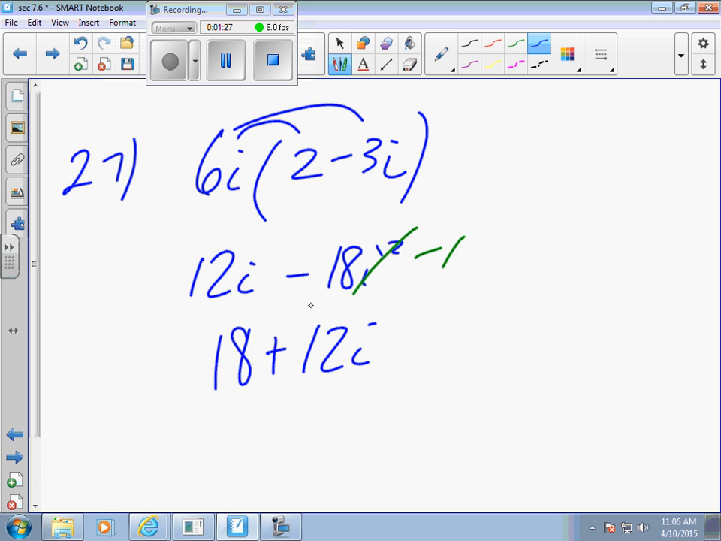Now, do you notice that I move the real part? This is the real number. This is the imaginary number. If you're going to put your answers in a plus bi form, the real part has to be first. The imaginary number has to be second.